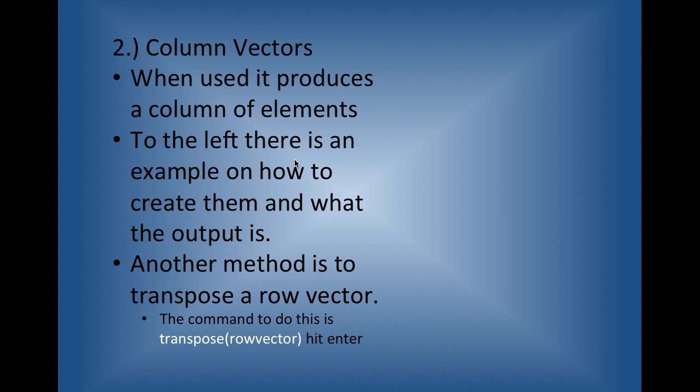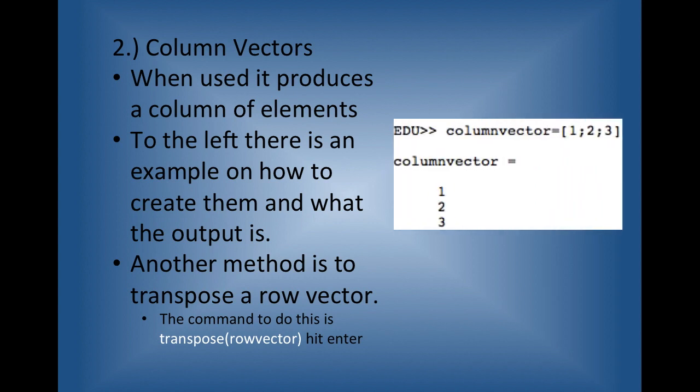And then column vectors, which are basically just lines straight down of numbers. As you can see there, instead of using commas or spaces in between, you just use semicolons in between each element, and that makes it a straight line, as you can see right there. Another method is to just simply create a row vector and then use the transpose command that you see down there, and that will basically take it from a row vector and turn it into a column vector.